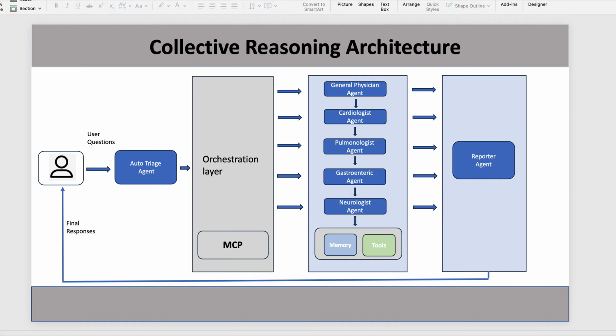The answer goes back to the user. The final response is sent straight back to the user from the reporter agent, completing a full journey from question to answer.